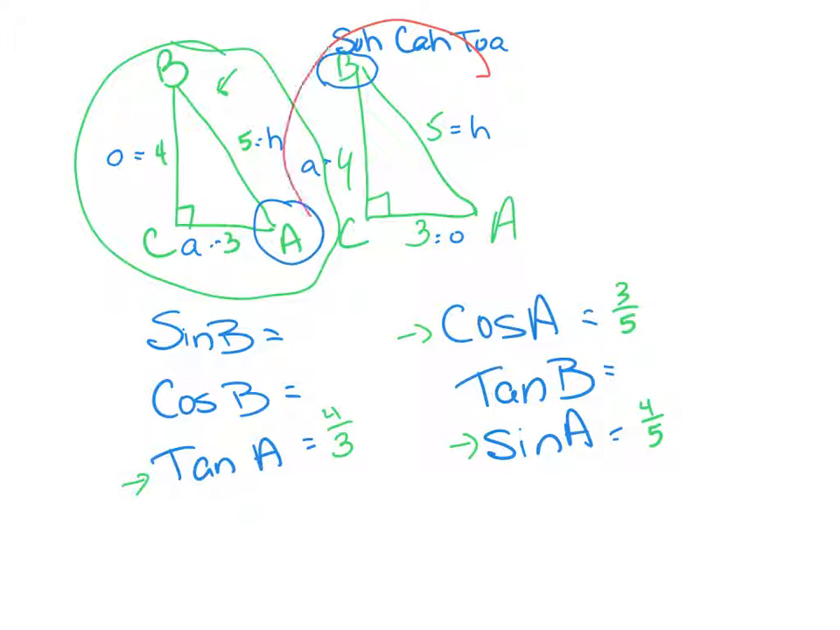We're going to use this picture, okay? They want the sine of B. That's opposite over hypotenuse. What is it? 3 over 5. Very good. Cosine of B, somebody else. Adjacent over hypotenuse. 4 over 5. Thank you. And tangent of B is opposite over adjacent. 3 over 4.